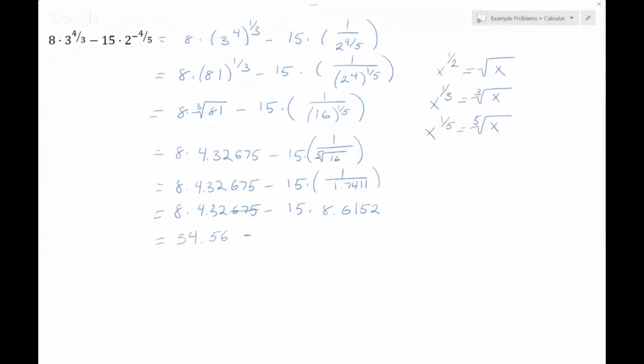And then for the second half, you end up getting about 129.228, which gives you a final answer for this particular problem of negative 94.668.